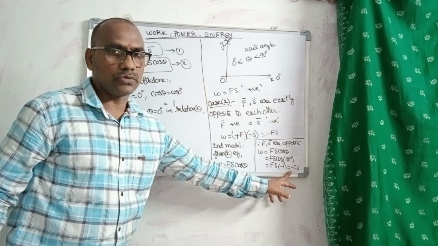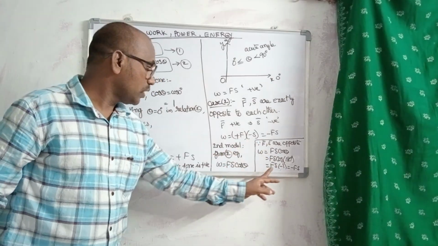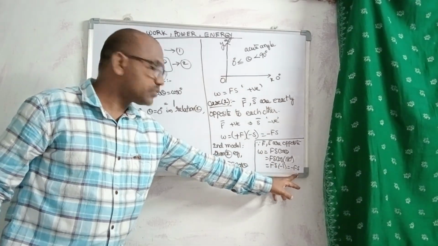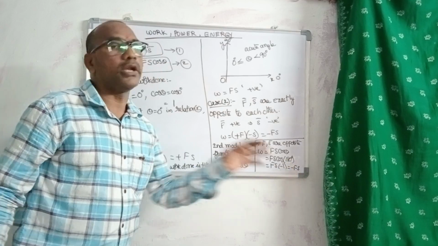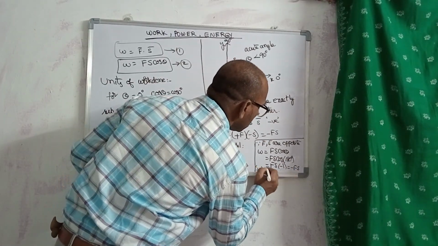This we can also get by using the relation W equal to Fs cos theta. We get W equal to minus Fs, which means work done is negative in this case. So work done is negative.